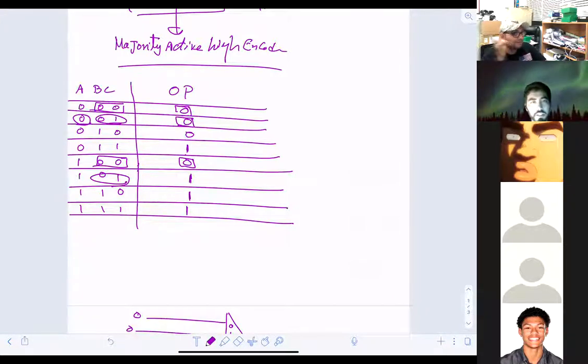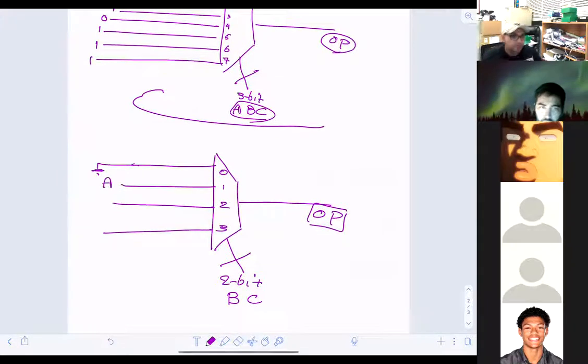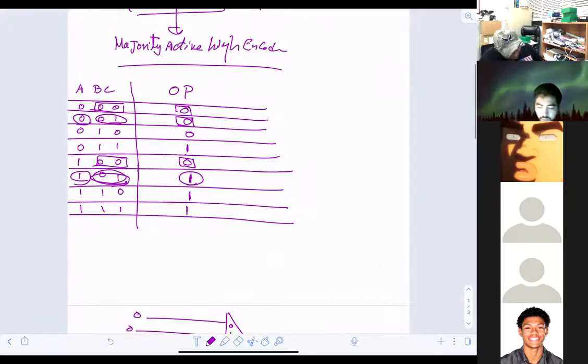Oh, it follows A. And here the output is 1 when A is 1. So pretty much we can say this is connected to A. Sounds interesting, right? Now let's go to the third option.